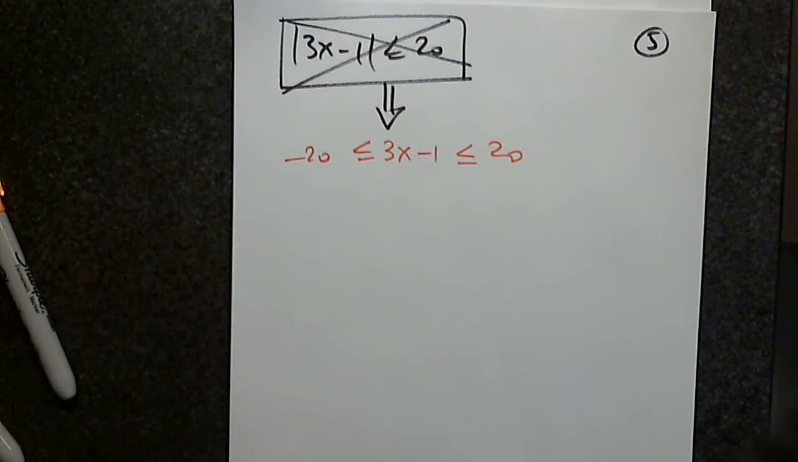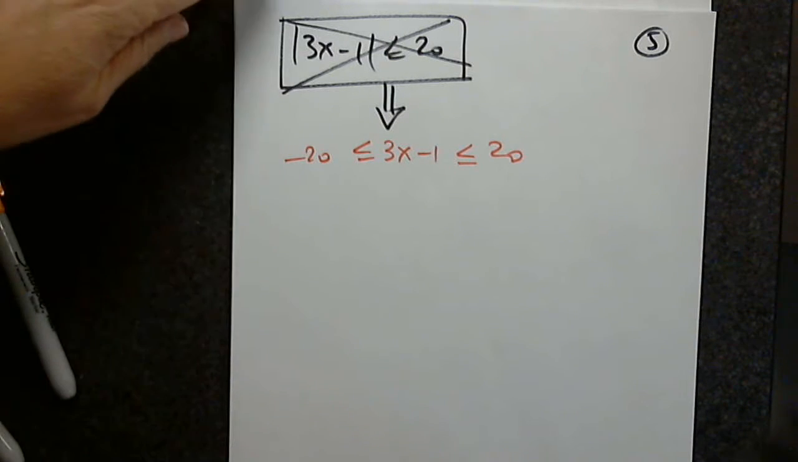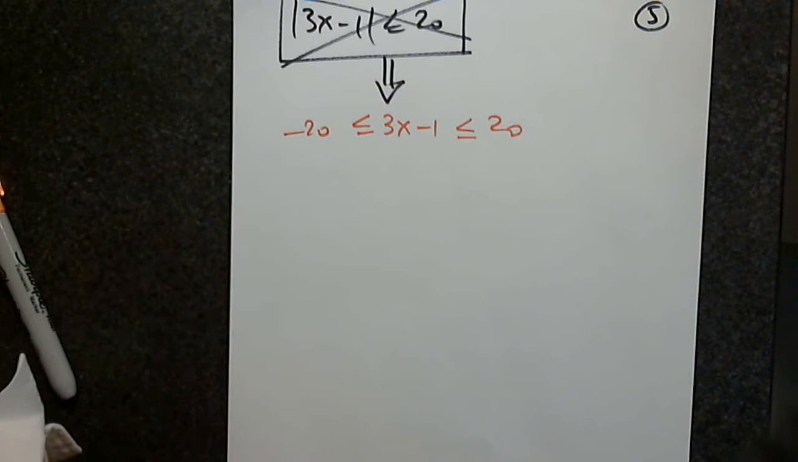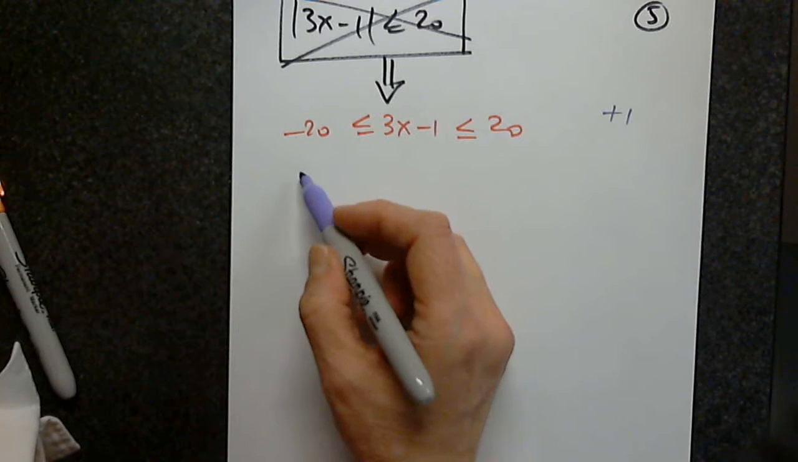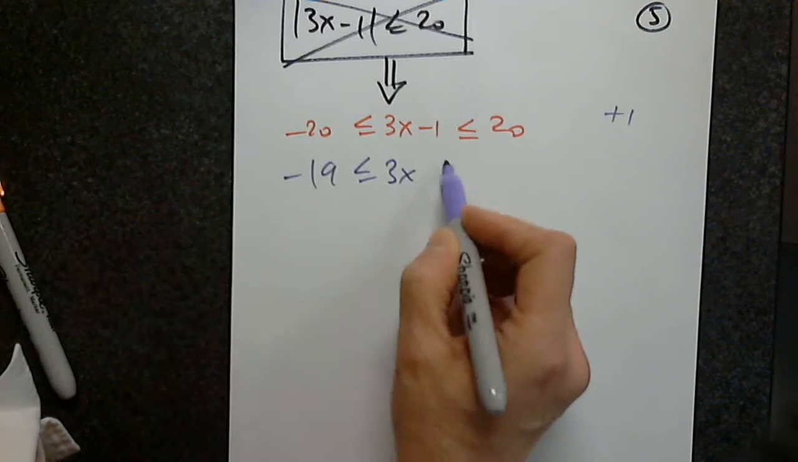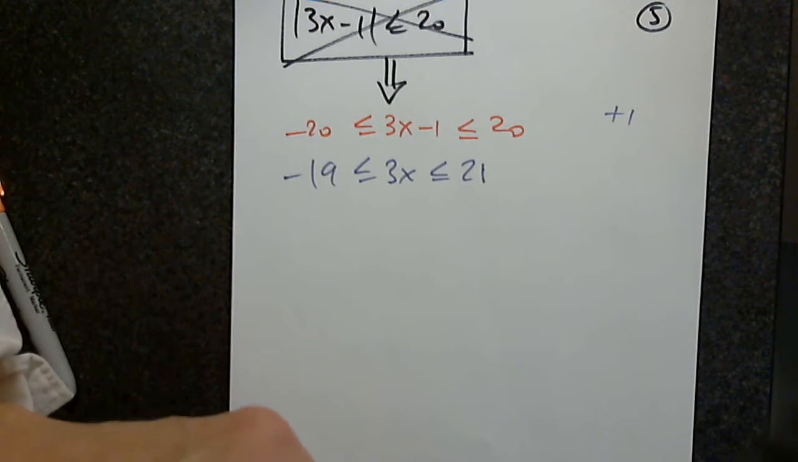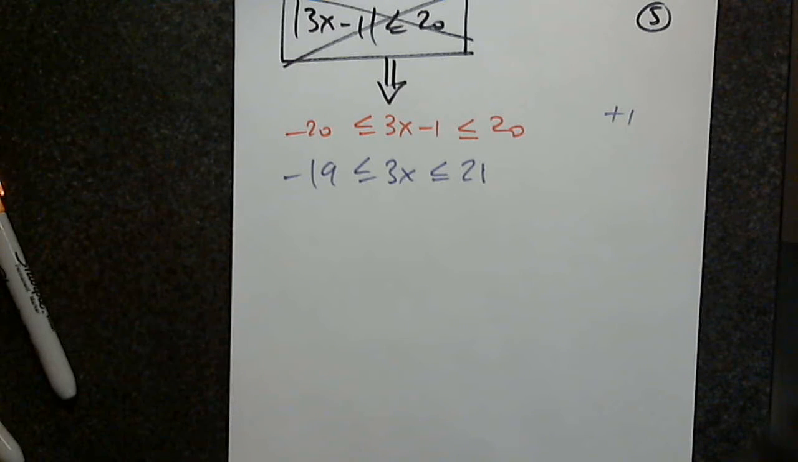What is the first step? Add 1 to all three sides. Very good. Negative 19 less than or equal to 3x less than or equal to 21. Excellent. Perfect step. Final step. Divide by 3. We can never take it apart. It's a chain. We will not do that. Awesome. That's all I needed.